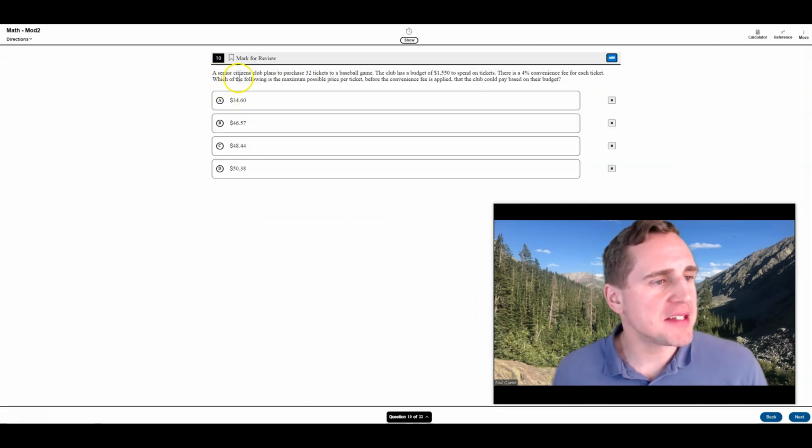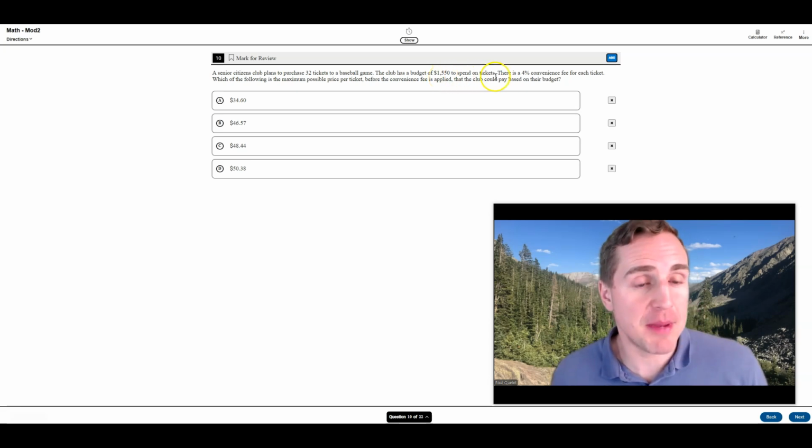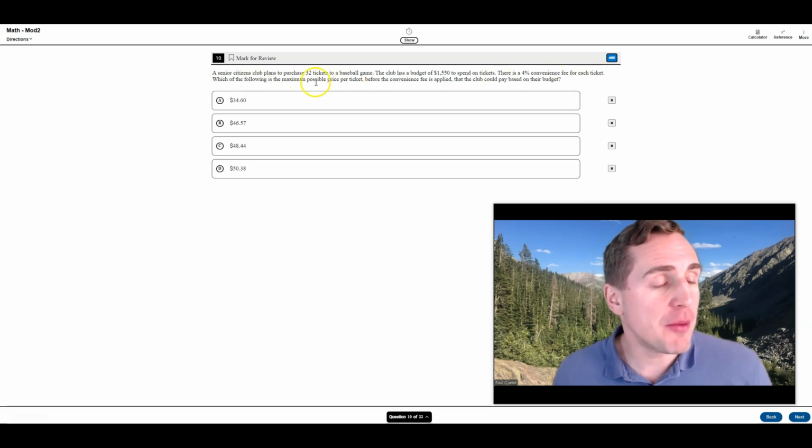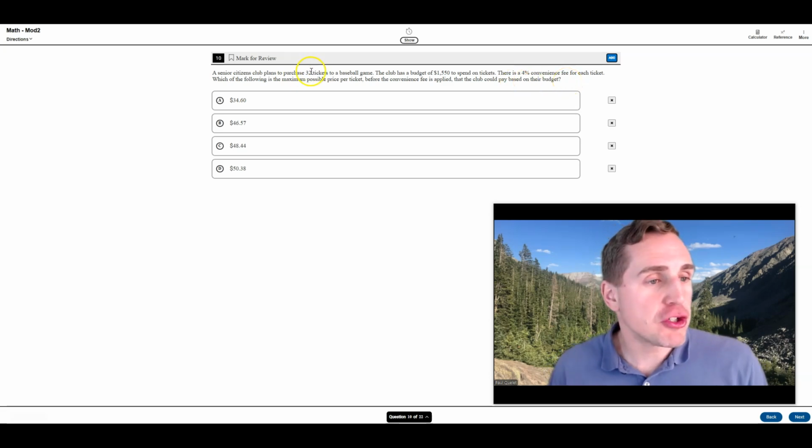Okay, now number 10. It says a senior citizens club plans to purchase 32 tickets to a baseball game. The club has a budget of $1,550 to spend on tickets. There's a 4% convenience fee for each ticket. Which of the following is the maximum possible price per ticket before the convenience fee is applied so that the club could pay based on their budget? We're going to purchase 32 tickets. We have a budget of $1,550, and there's a 4% convenience fee for each ticket. What's the maximum possible price per ticket?